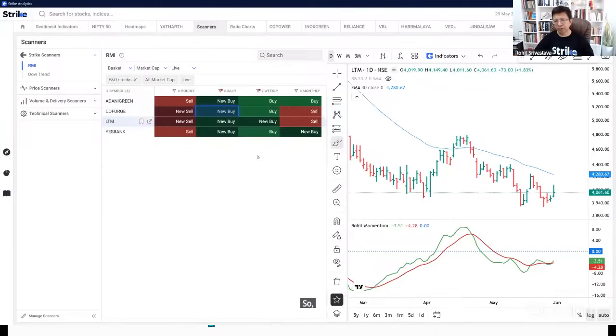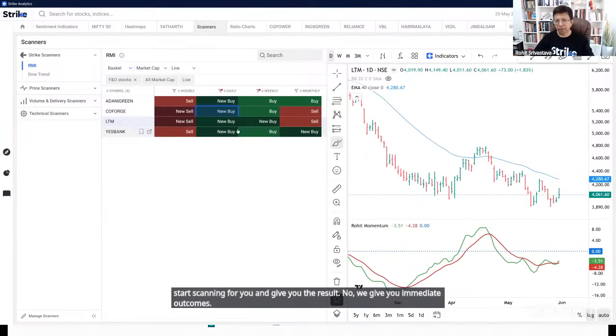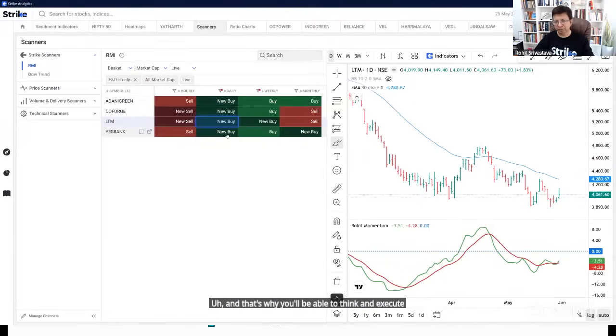So whatever combination, and you see how fast these scans are loading. It's not like, okay, it's a 200 stock scan, it will take 10 seconds. It will actually start scanning for you and give you the result. No, we give you immediate outcomes. And that's why you will be able to think and execute much faster.